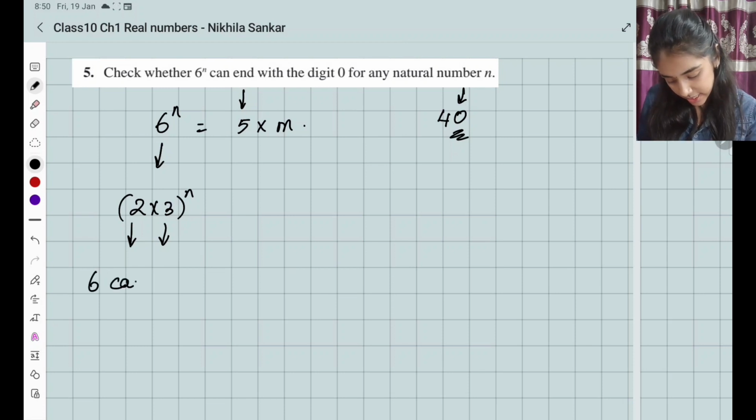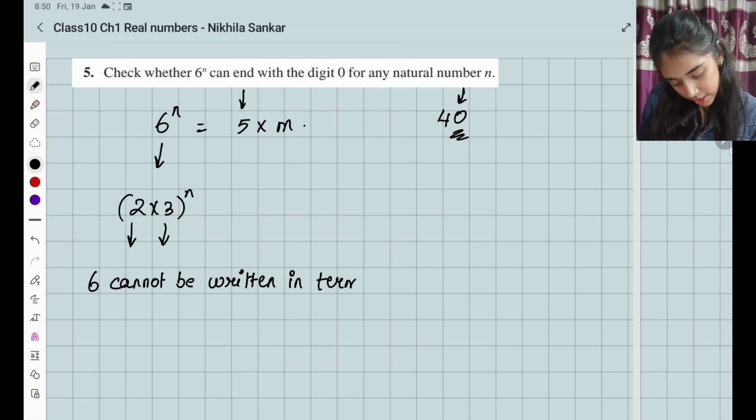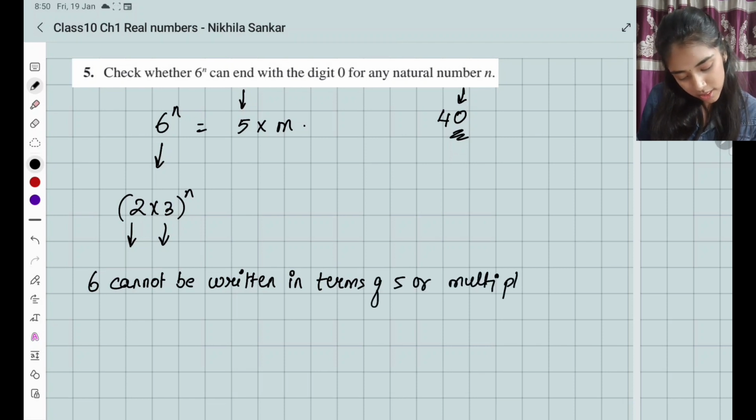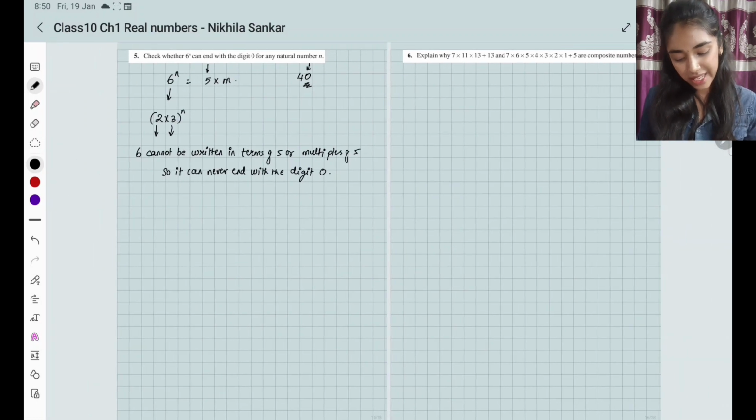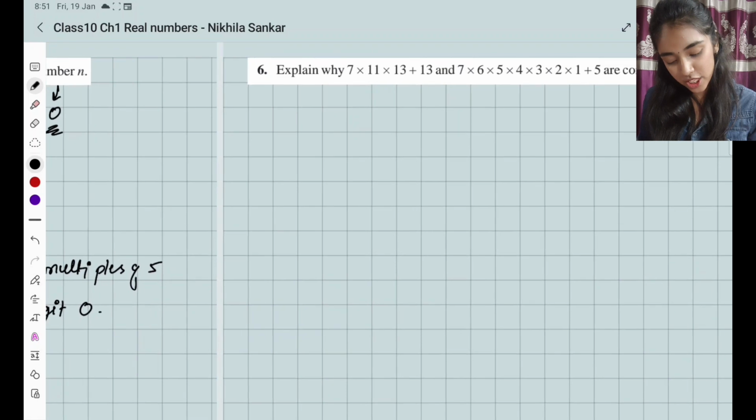6 to the power n cannot be written in terms of 5 or multiples of 5. So it can never end with the digit 0. So it can never end with the digit 0 in the units place, for any natural number n. Okay? Punjada, please copy. Now, question number 6.